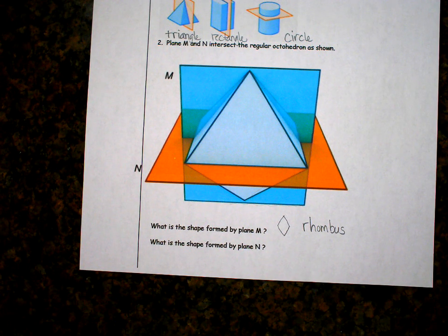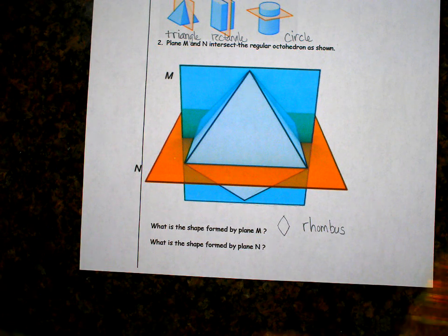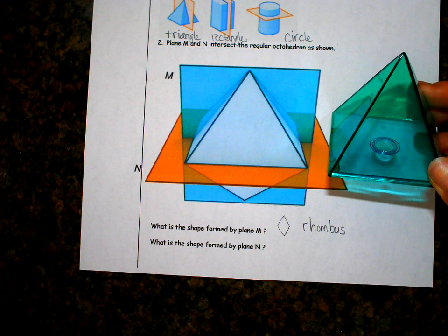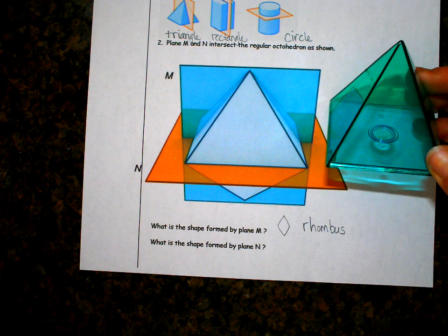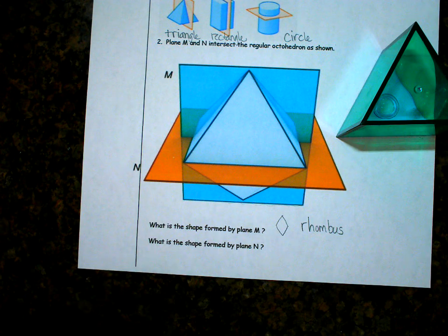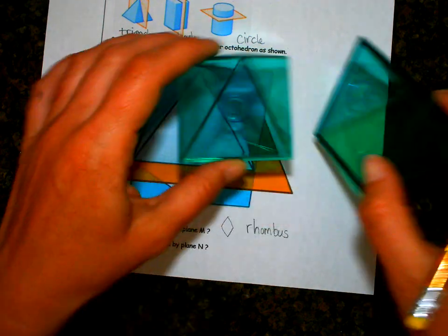Okay. Plane N. N is straight across. Remember, my pyramid here, triangular, well, this is not a pyramid, this is a triangular prism. This is a pyramid. See the difference?